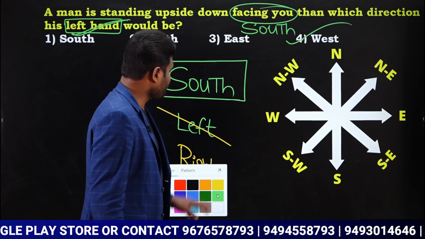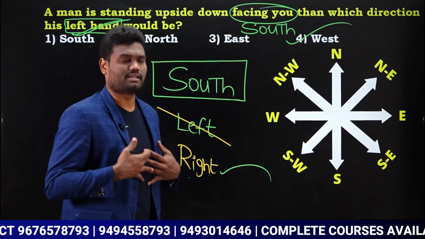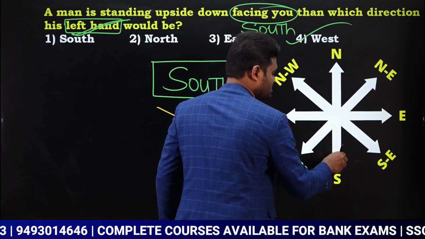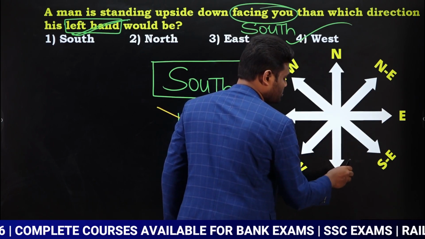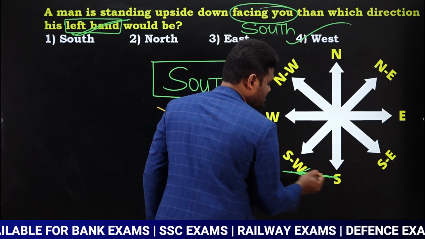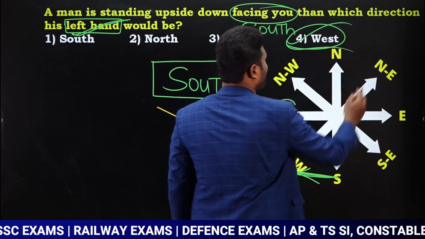Now look at the answer. When the person is facing towards south, the right hand is going to be your answer. Look here, the person is facing towards south. When the person is facing towards south, right is nothing but towards the west direction. Yes or no? Right is nothing but towards west. So we can say the answer for this question is going to be west direction.